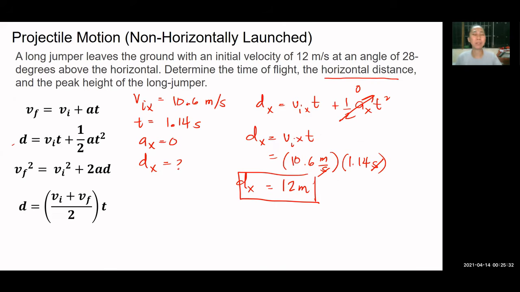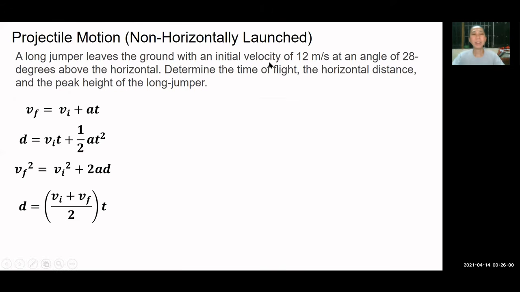Okay. And then finally, susolve na natin yung peak height of the long jumper. Okay, so paano natin masosolve yung peak height ng jumper? So, pwede natin gamitin yung mga values kanina na meron tayong VIY, which is equal to 5.6 meters per second. And then, alam natin na kapag sa highest peak, meron tayong VFY na equal to 0. Okay, and then meron din tayo ditong time. Yung time na na-compute natin kanina is equal to 0.57 seconds. Yan, para ma-reach na yung maximum height.